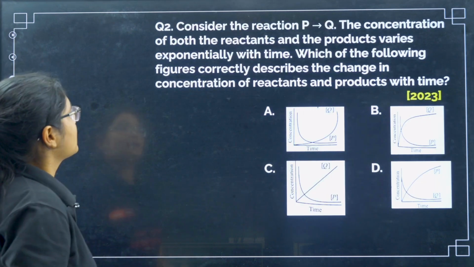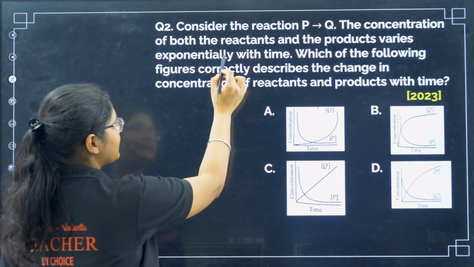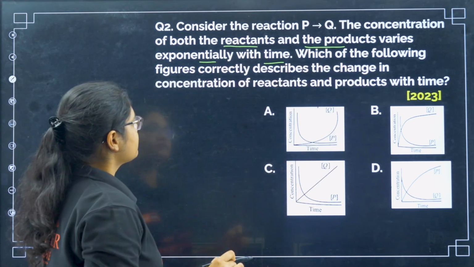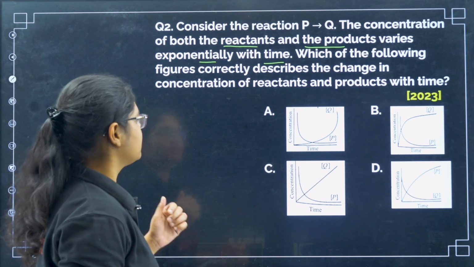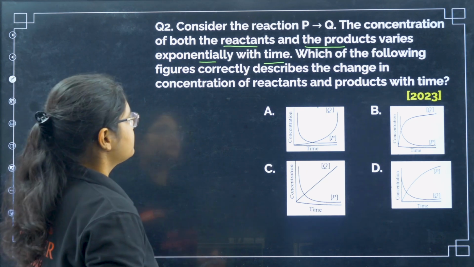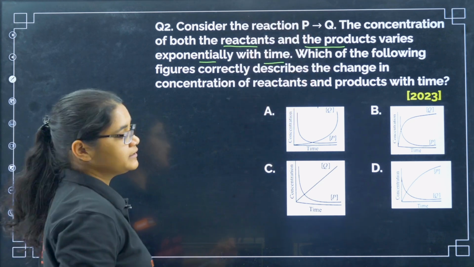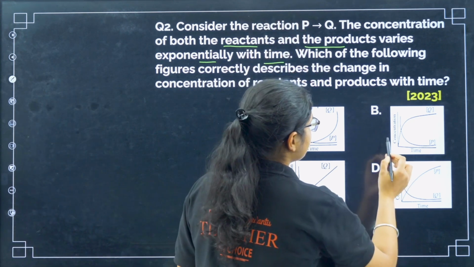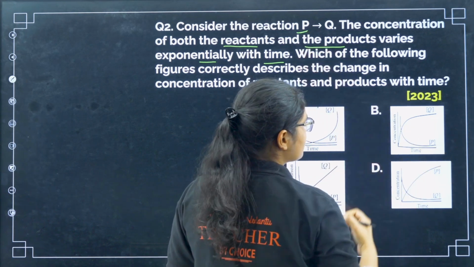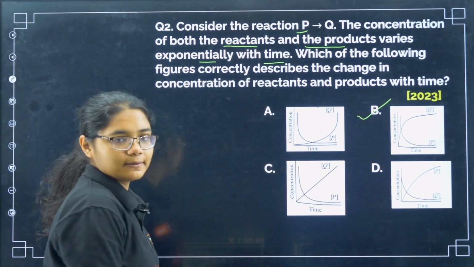Next, consider the reaction P to Q. The concentration of both the reactants and the products varies exponentially with time. Which of the following figures correctly describe the change in the concentration of reactants and products with time? If you see, reactant concentration is decreasing and product concentration is increasing. So P is the reactant, so P concentration will decrease and Q concentration will increase. So I have this one, option number B.